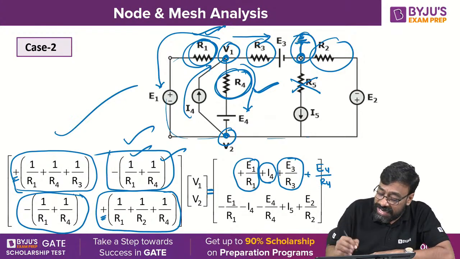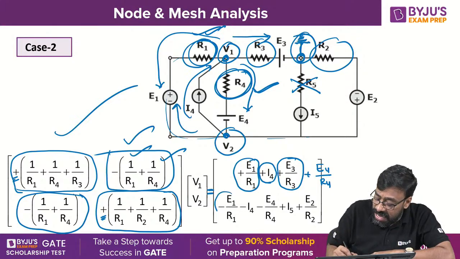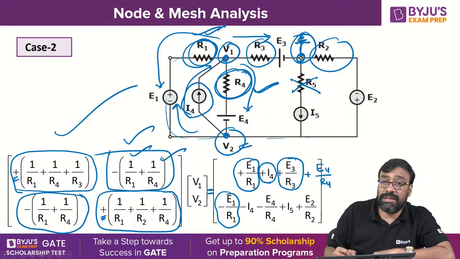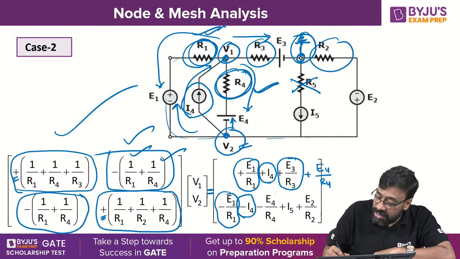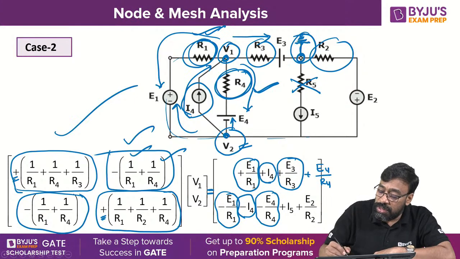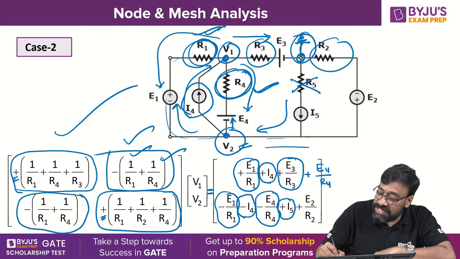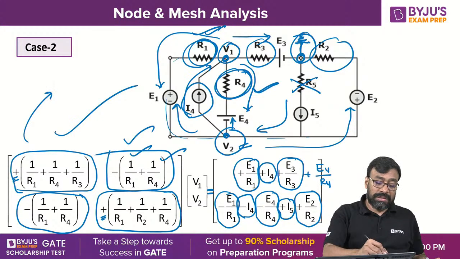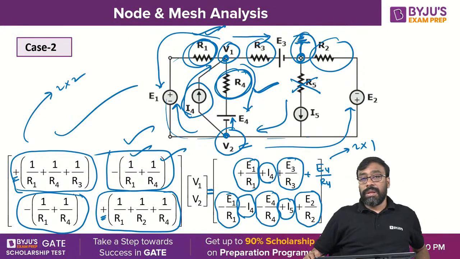Understand? Okay. Now, at second node. It is touching negative sign first, therefore minus E1 by R1. This current is leaving as far as V2 is concerned, minus I4. It is touching negative sign first here, that is why minus E4 by R4. I5 is entering, therefore plus I5. It is touching positive polarity first here, plus E2 by R2. Simple, that's it. So, a 2 by 2 matrix and a 2 by 1 matrix can be written easily. You understand, all of you?